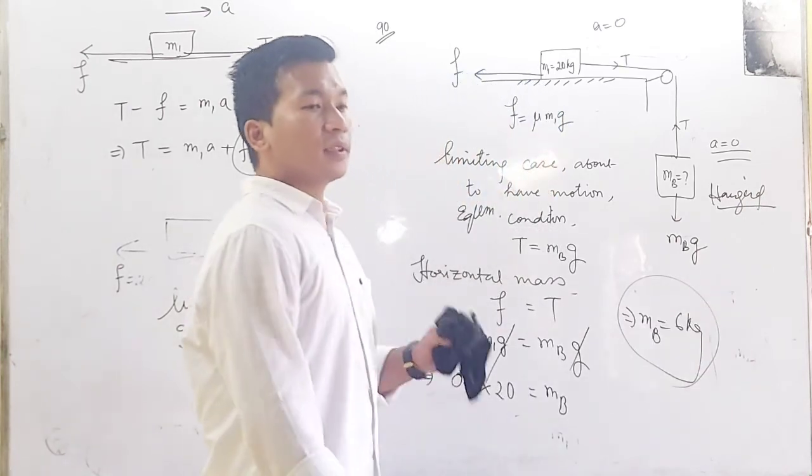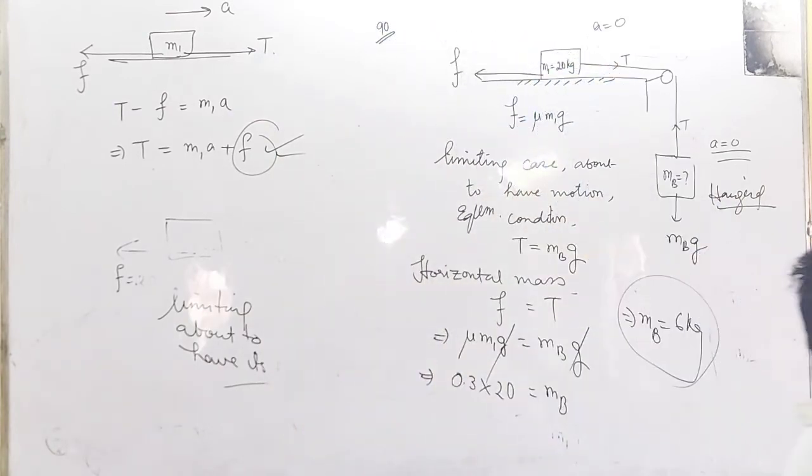The minimum mass that should be here is 6 kg. Will there be motion? No, it is about to have motion. When mB is equal to 6.01 kg, it will generate acceleration, and the body mB will be descending downward.